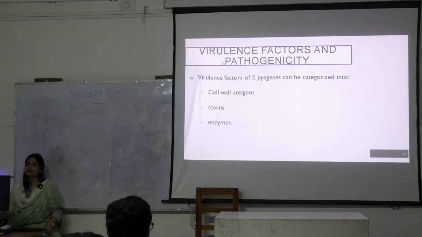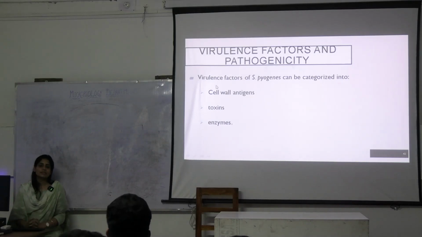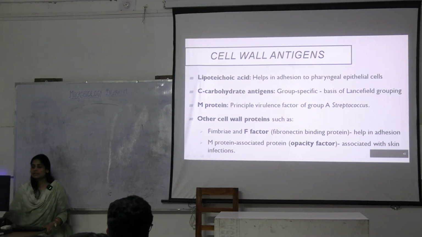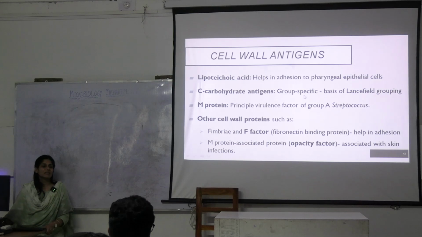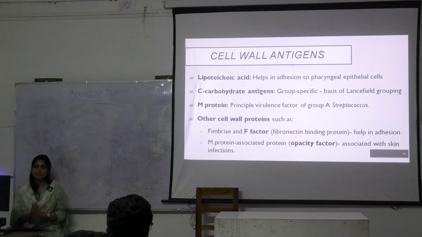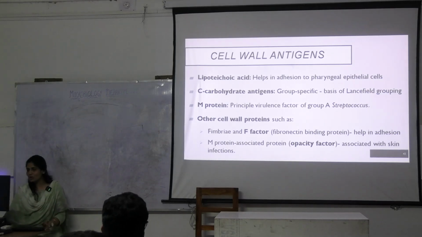Then what are the virulence factors? Same as we saw in Staphylococcus: cell wall, toxins and enzymes, right? Cell wall antigens, lipoteichoic acid helps in adhesion to the pharyngeal epithelial cells. Why am I saying pharyngeal epithelial cells? Because it is most commonly causing tonsillitis, pharyngitis. Streptococcus pyogenes you will see in these cases commonly.